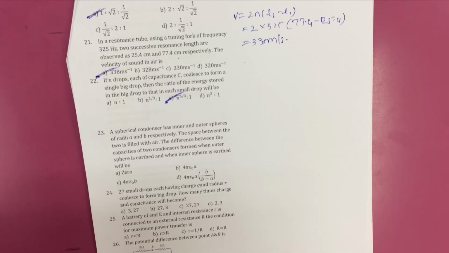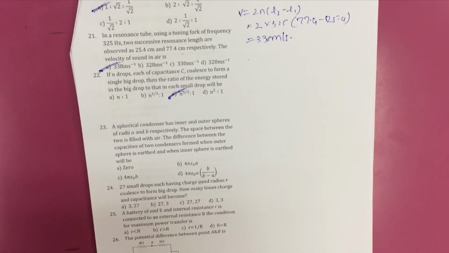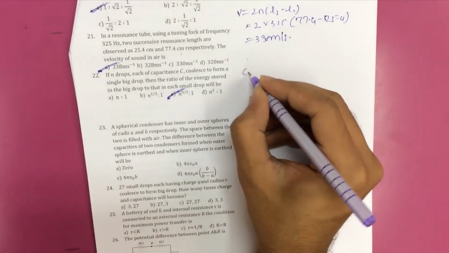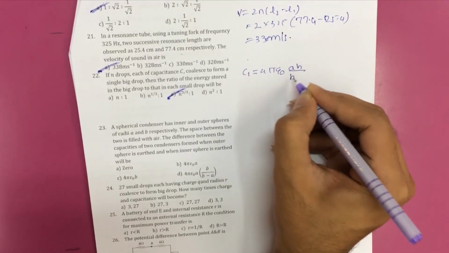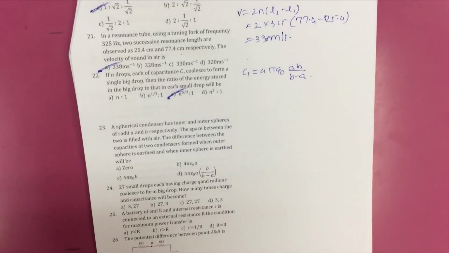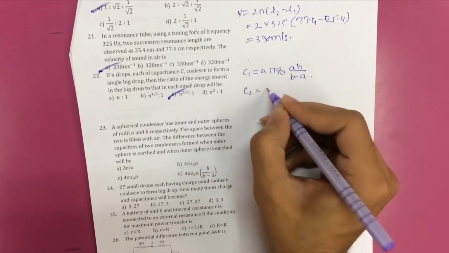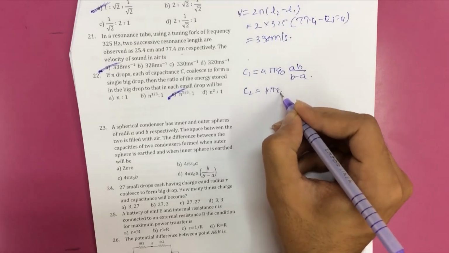Question 23. A spherical condenser has inner and outer spheres of radii A and B respectively. The space between the two is filled with air. The difference between the capacities of two condensers formed when outer sphere is earthed and when inner sphere is earthed will be. Now, capacity when outer sphere is earthed will be C1, which is 4 pi epsilon 0 AB divided by B minus A.